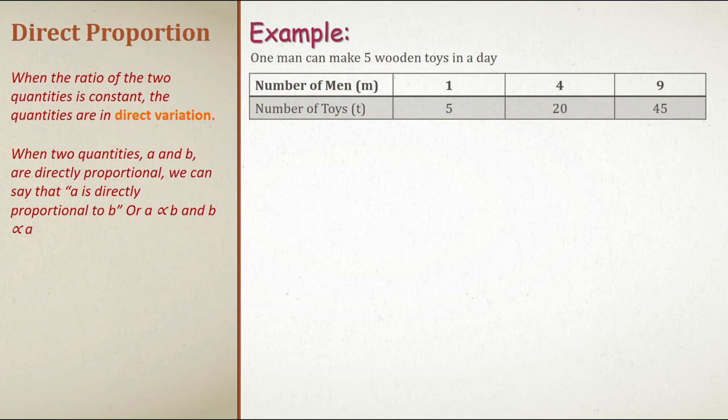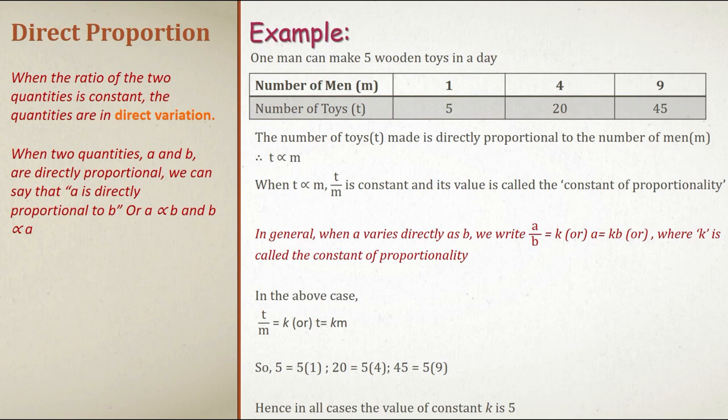Why? Because as the number of men increases, the number of toys will also increase. Because every man will be making toys, right? So the quantity of toys will also increase if the number of men increases. So here we say that the number of toys made is directly proportional to the number of men, right? Because one increases, the other is also increased. So in general, when A varies directly as B, we write it as A upon B, which is equal to K, a constant number, which is called the constant of proportionality. Meaning every time the number of men increases, the toys will also increase by a constant number.